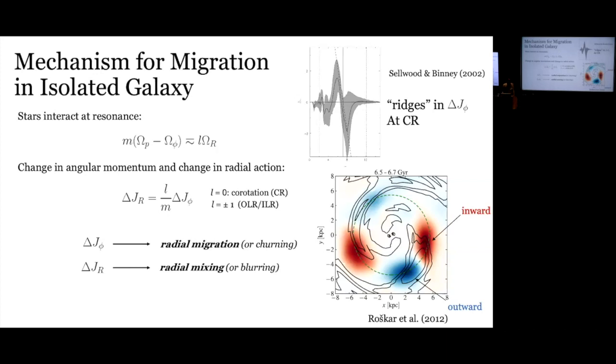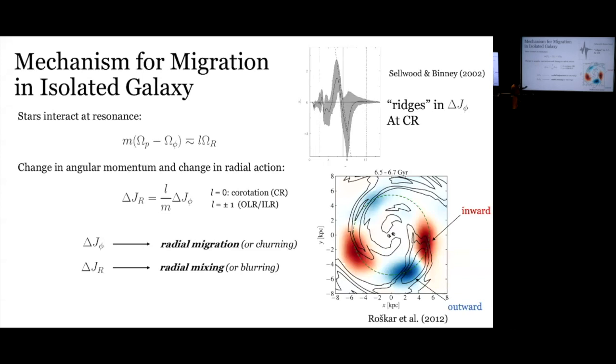So, for example, at the co-rotation resonance, which is where the azimuthal frequency matches the pattern speed of the rotating structure seen here, you can have massive changes in the angular momentum that are met with little to no change in the radial action. And so these are seen as examples of radial migration, or churning, in its purest sense. You can also have the opposite case, where you have changes in the radial action with no corresponding change in the azimuthal action. These are commonly referred to as blurring, or in our case, radial mixing.